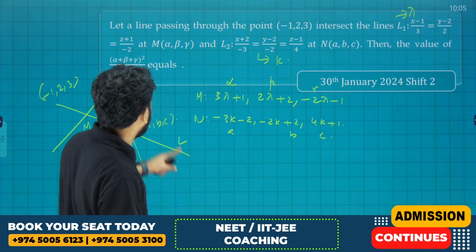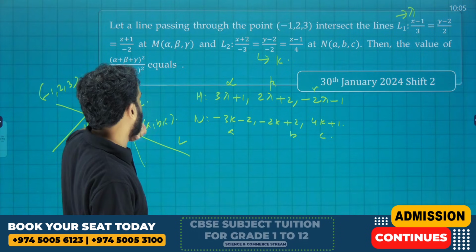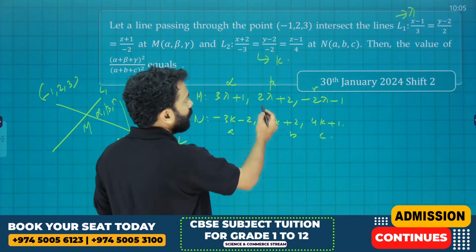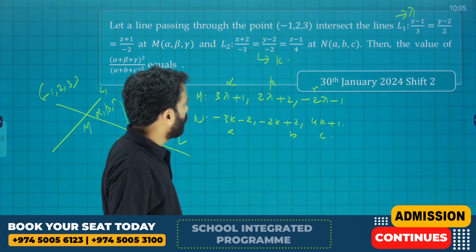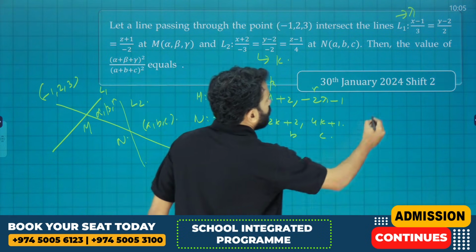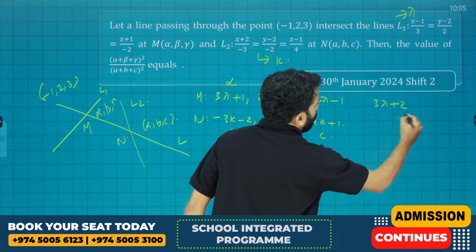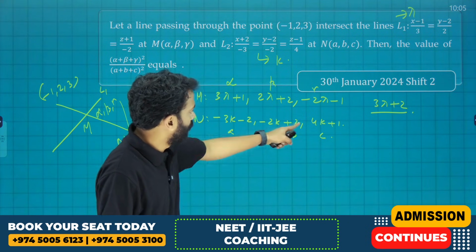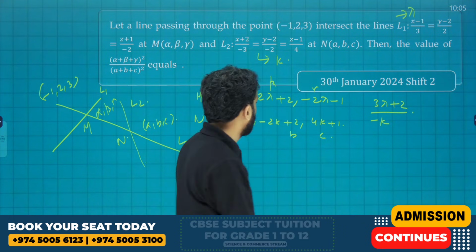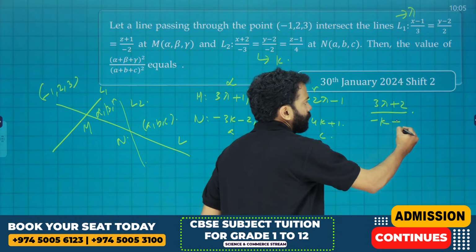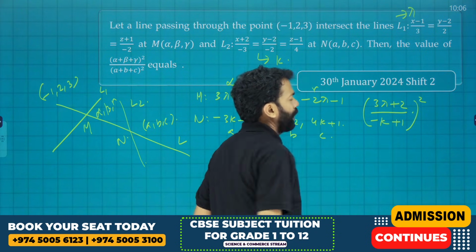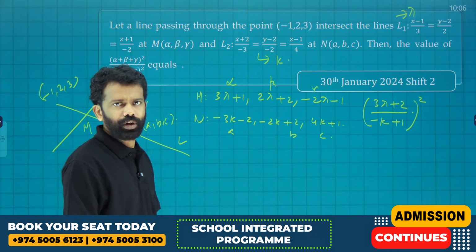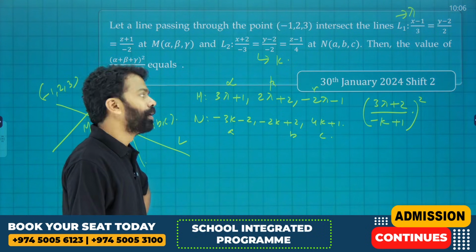So what you need to find here? Alpha plus beta plus gamma divided by A plus B plus C the whole square. So what is alpha plus beta plus gamma? This 2 lambda minus 2 lambda got cancelled. This becomes 3 lambda plus 2, divided by minus 5k and minus k plus 1, minus k plus 1 the whole square. Okay, so you need to find the value of lambda and k here. So how are you going to find the value of lambda and k?